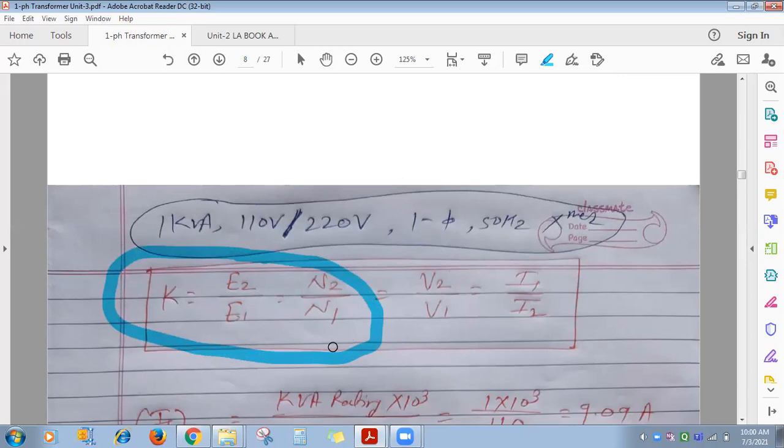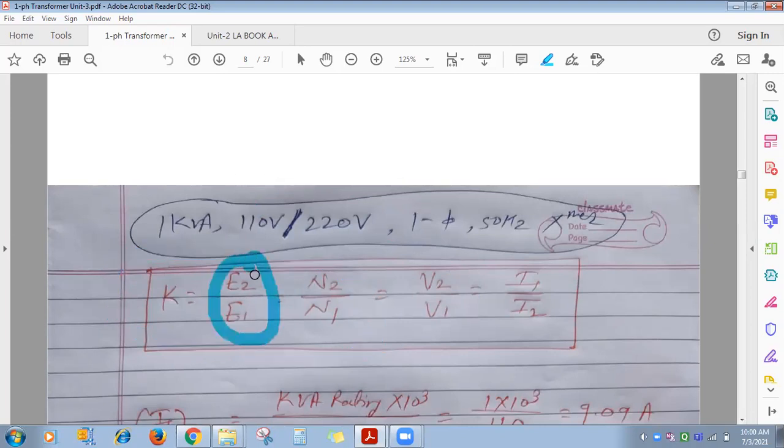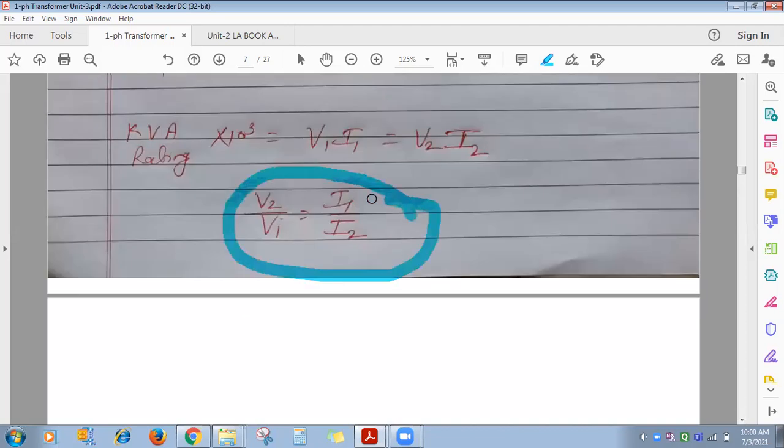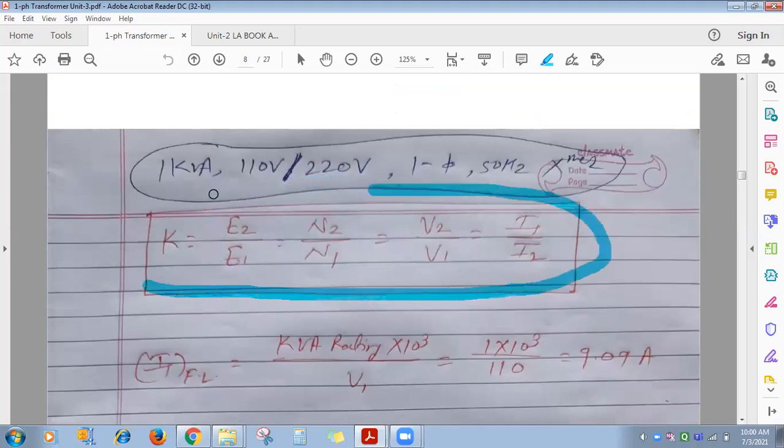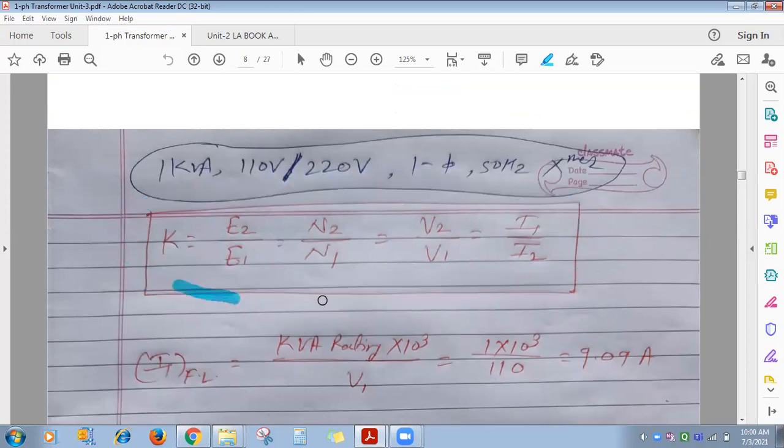But when the transformer is at no load condition, I can say E2 and E1 are equal to V2 and V1, and V2 by V1 is I1 by I2. So this is the formula for the transformation ratio: K is equal to E2 by E1, N2 by N1, V2 by V1 is equal to I1 by I2. This one you can use for no load condition only. But when the transformer is loaded, this one is true. Okay, fine.